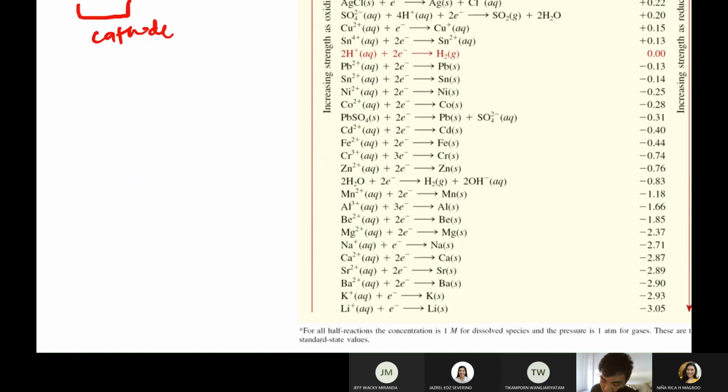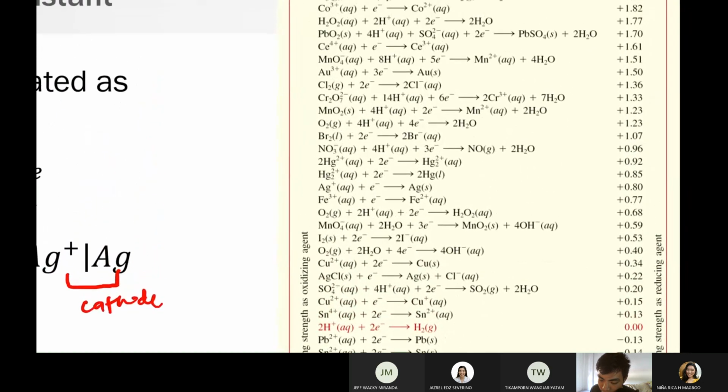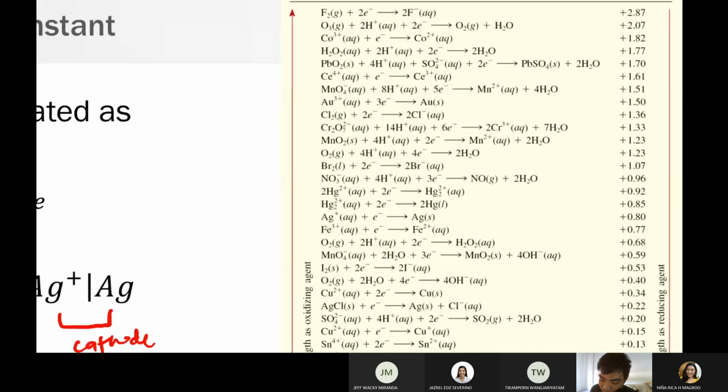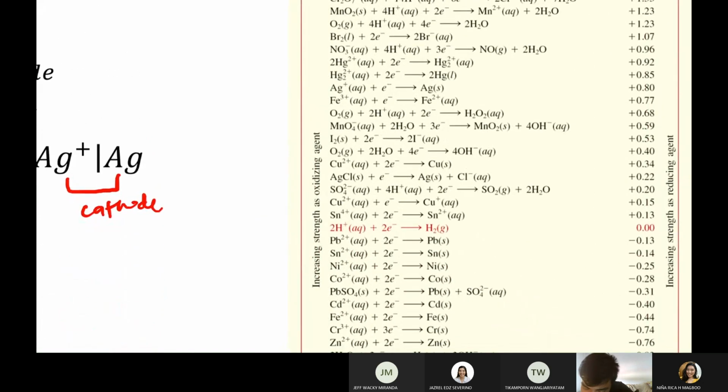Where is that? Okay, wait lang. Okay, so this is the copper 2 plus copper metal reaction here.